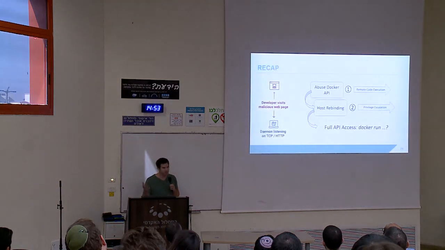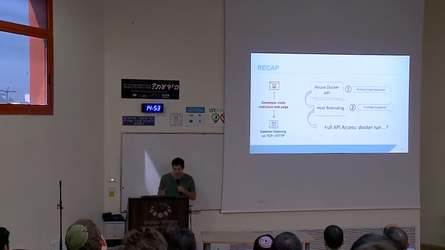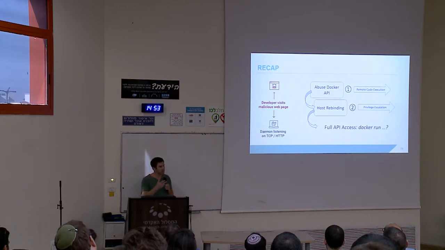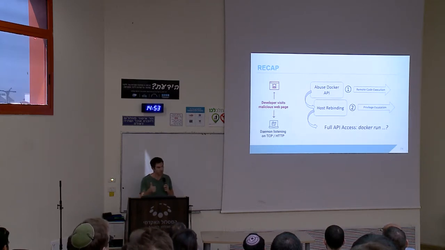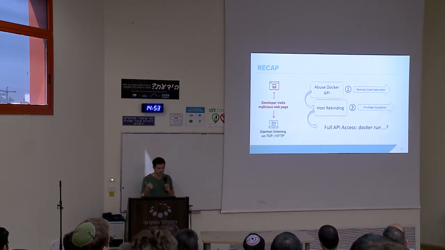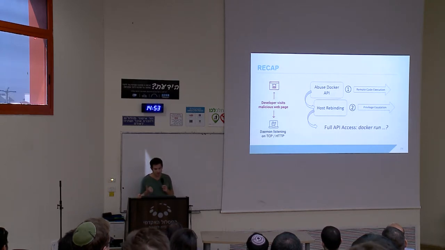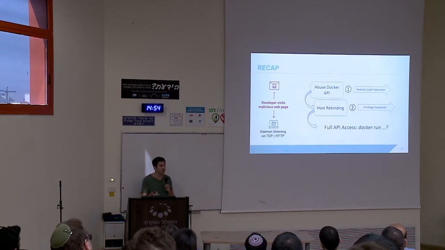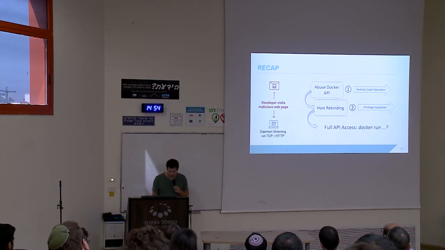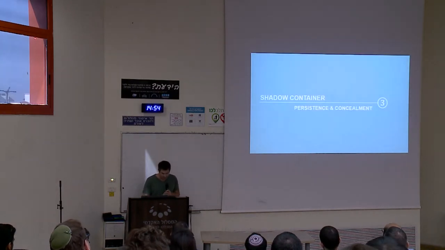So to recap, so far may have seemed complicated, so I'll break it down. We've seen two steps of the attack. First, we've used the Docker API. In the demo, I just opened a reverse shell, but you can do that to start a rebinder container, like we saw in the second demo. And the rebinder container's job is to bypass the same origin policy. So now I have a rebinder container running, and I have full access to the Docker daemon. And the question is, what to do next? Let me suggest an attack called a shadow container.